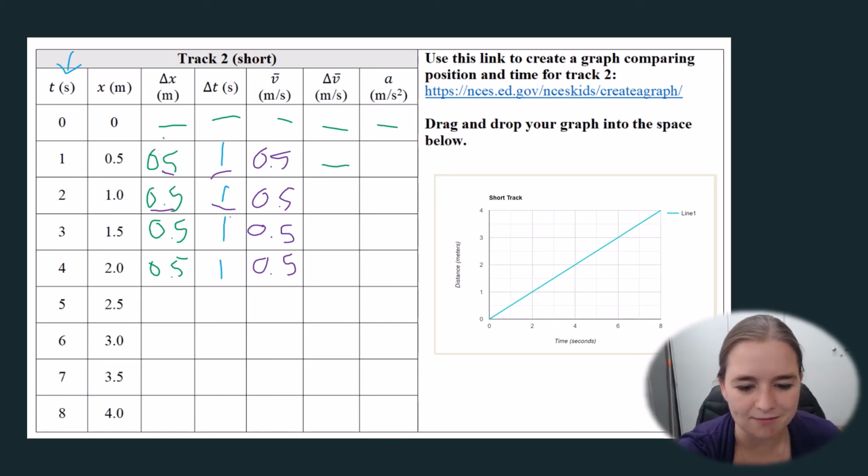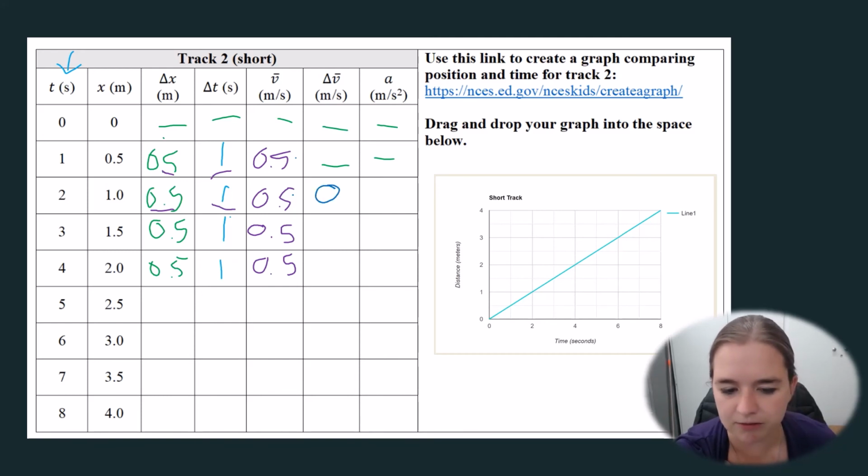Like before, we can cross off these two boxes, or you can put zeros in. We're going to talk about now the change in velocity. Again, delta means change. The change in velocity asks me to find the difference between my velocity at marker number 2 and my velocity at marker number 1. Well, 0.5 take away 0.5 is a change of 0. Between marker 2 and marker 3, I was going 0.5. I'm still going 0.5. That's a change of 0. Between 3 and 4, if I take 0.5 minus 0.5, I find that I have a change of 0. Fill in the rest of the table.